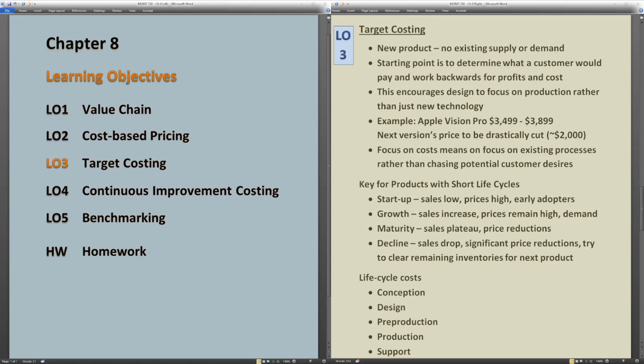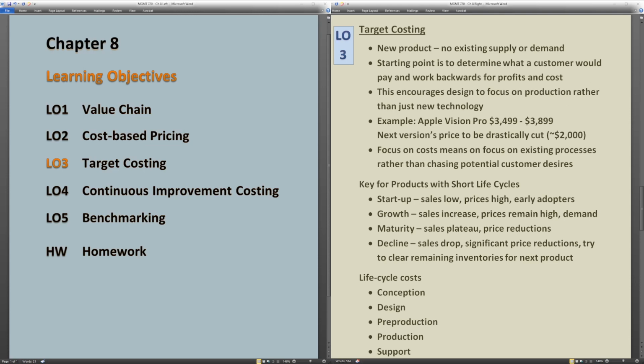And so here's another situation of they didn't do their target costing correctly. It was a new product for them, but there was existing supply and demand knowledge in the other VR headsets. And they just designed something very technologically advanced, but that no one wanted or needed. So their next version, the rumor is it's going to be drastically cut to around $2,000. Even then, I think that's still higher than everyone else's.